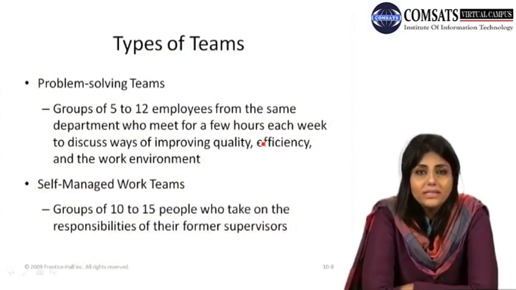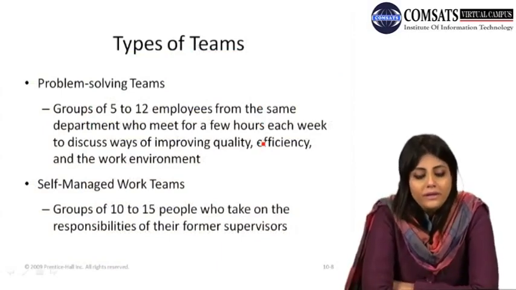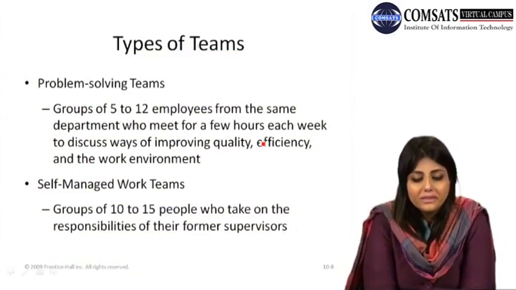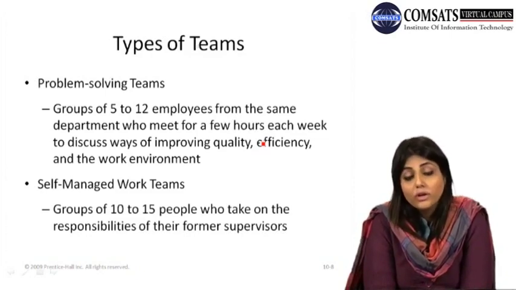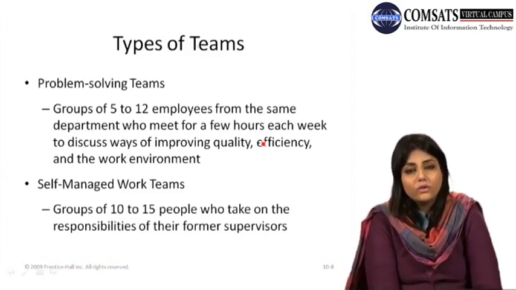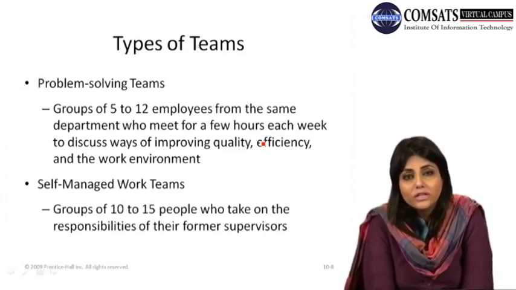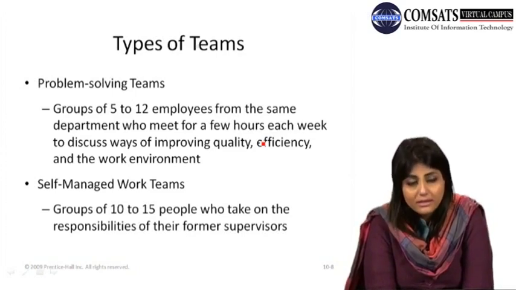Okay, so we see that there are 4 types of teams. One, we see the problem-solving team, which is a group of people, around 5 to 12, from the same department, who meet for a few hours each week to discuss ways of improving quality, efficiency, and the work environment. So the concept of this problem-solving team is really similar to that of quality circles.